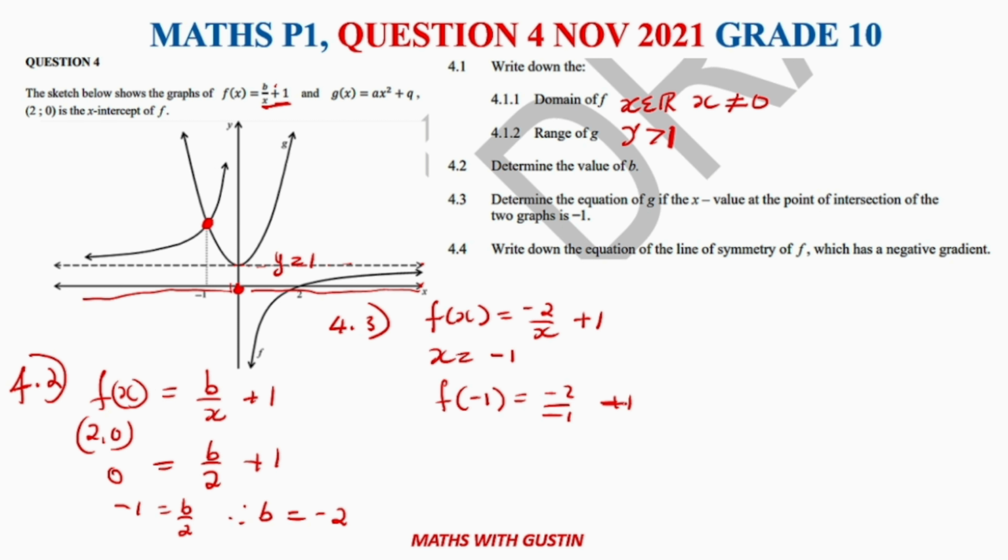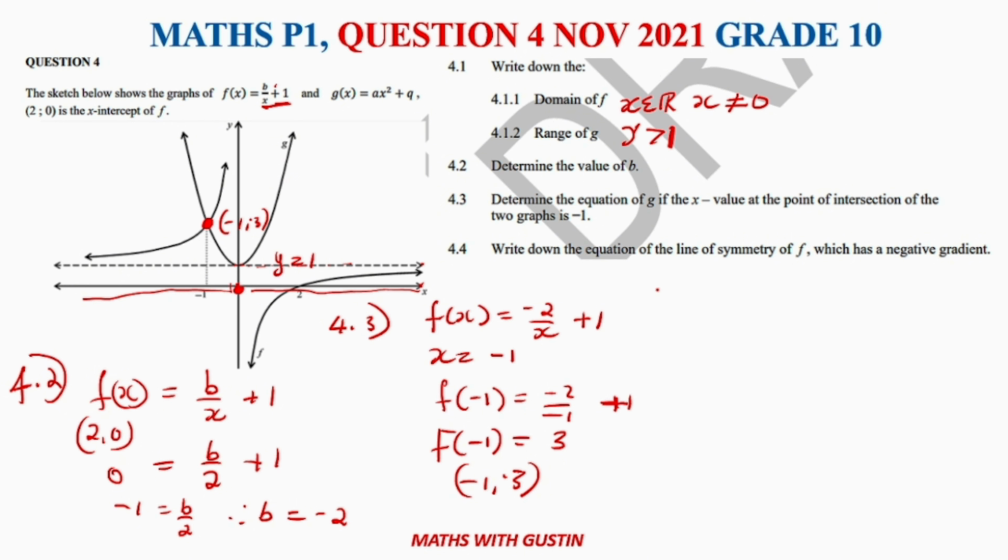Great stuff, guys. Simple, straightforward, just substituting as per the requirement. Therefore, this will be equal to 3. So we know that when x is at the point of intersection, which is this point here, when x is minus 1, y is going to be 3. Great stuff. Now we need to find the equation of g of x.